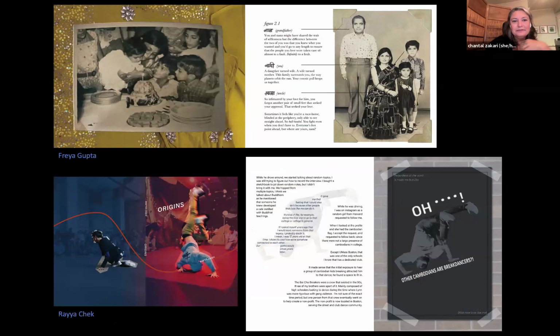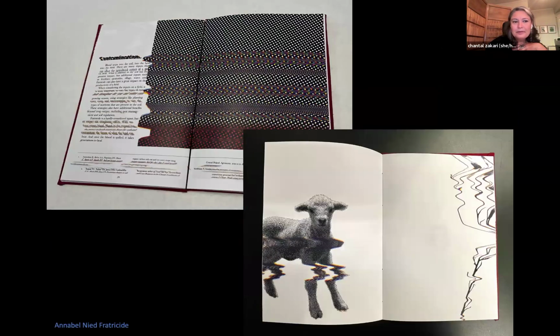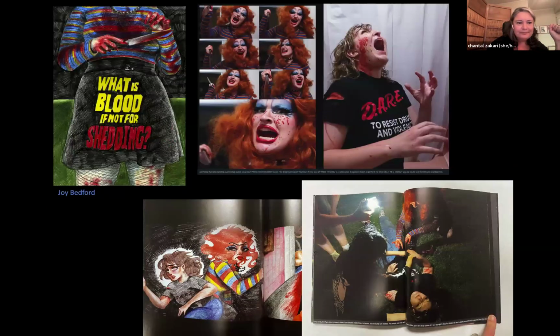And many of our graduating students actually get to publish their own books. Freya Gupta did a book about her grandmother. Raya Chek here about breakdancing and the Cambodian community. Annabelle Mead, her book Fracticize has a lot to do with the toxicity in the soil, and she's paralleling that with the story from the Bible of Cain and Abel.